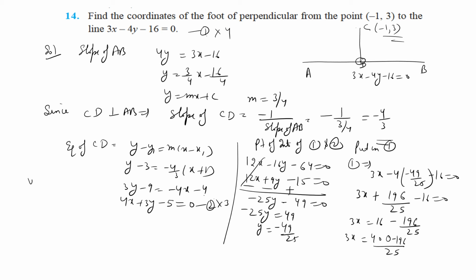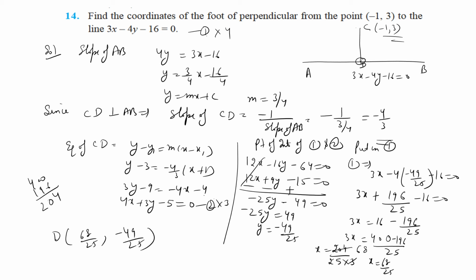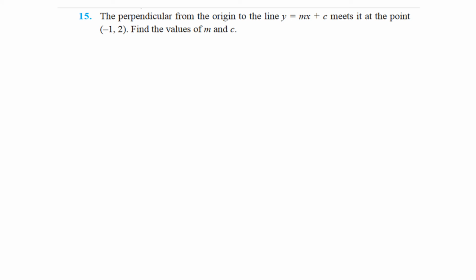So what is 400 minus 196? Right? This is 204. So x is equal to 204 upon 25 into 3. So 3 6 18 and 3 4 is 24. So x is equal to 68 by 25. So the coordinates of point D are 68 by 25 and 49 by 25.